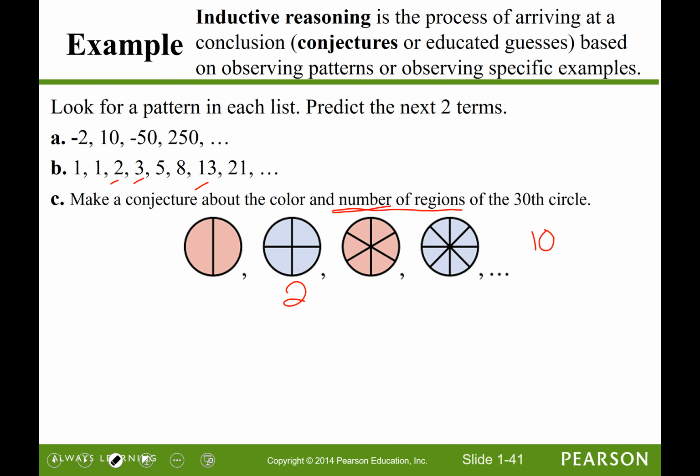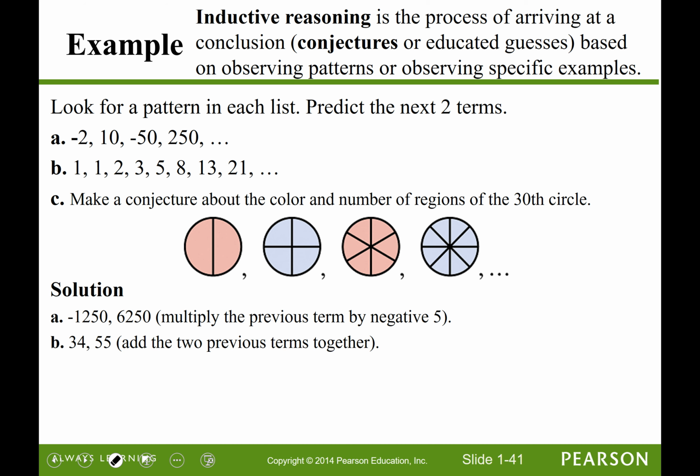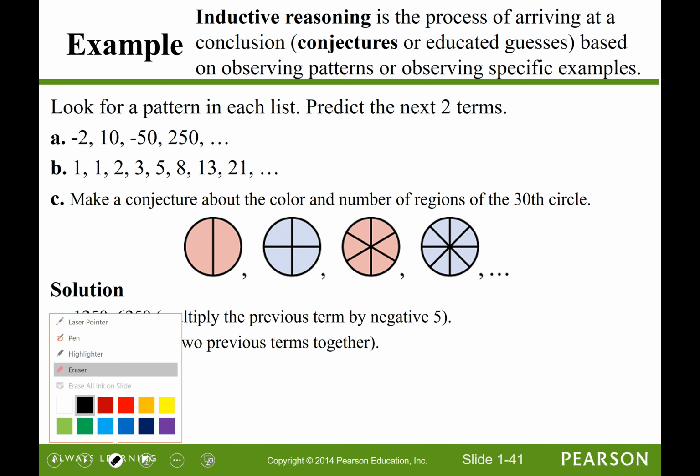Okay, welcome back. Let's see how you did. Check your own work. If you came up with part A having the next term to be negative 1,250, followed by the next term positive 6,250, you got part A right. And the pattern was multiplying the previous term by -5. If you notice, the signs were switching.